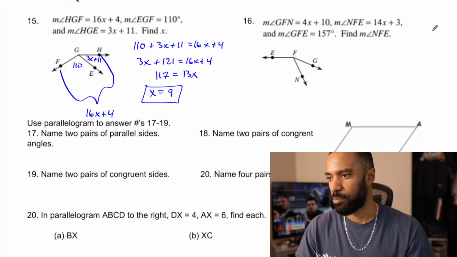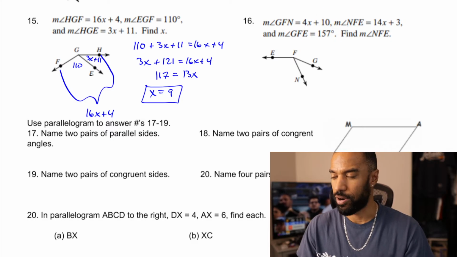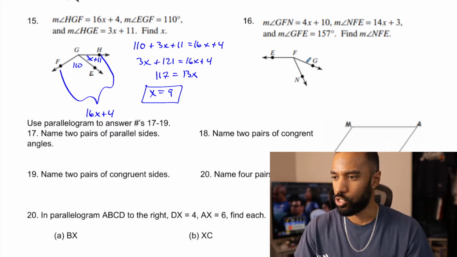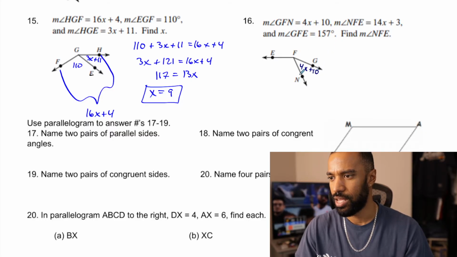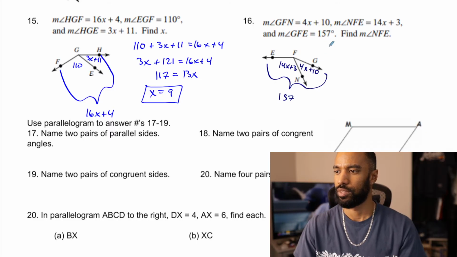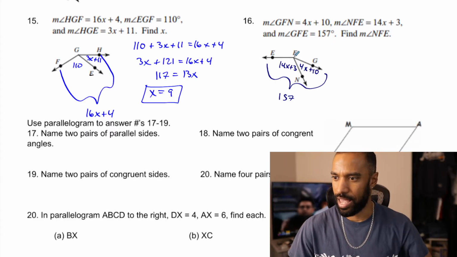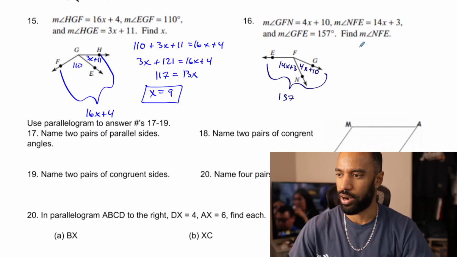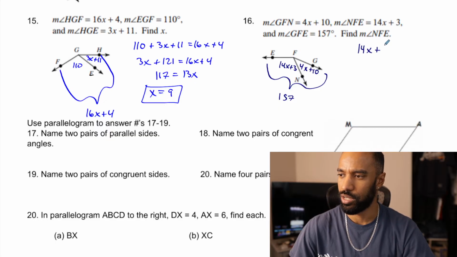This time, we have to find the measure of an angle at the end, so after we solve for x, we'll substitute. Angle GFN is 4x plus 10. NFE is 14x plus 3, and the entire thing, GFE, is 157. Find the measure of angle NFE, so we'll substitute for x there afterward. Let's start with the addition.